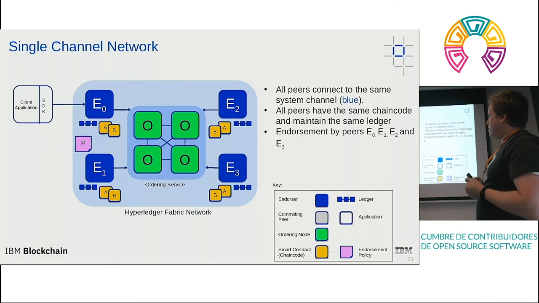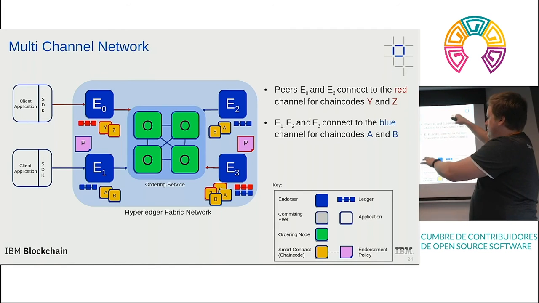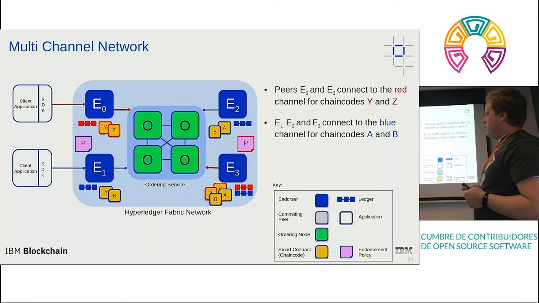Chaincodes are tied to channels. Let's just go to the interesting one. You can see that there are different subsets that run the blue chaincode versus the red chaincode. That's the quick version of that.